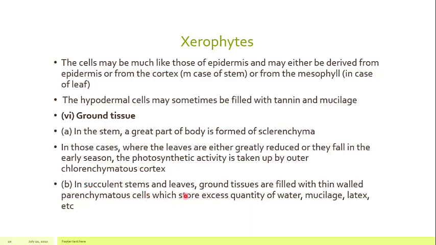In succulent stems and leaves, the ground tissues are filled with thin-walled parenchymatous cells which store excess quantities of water, mucilage, latex, and many other compounds. There are also stems which are succulent, as we have discussed previously, and these ground tissues are filled with thin-walled parenchymatous cells. Why are they made? They are made to store water.